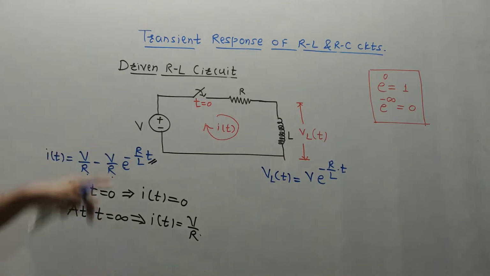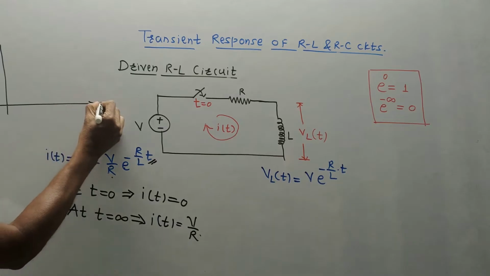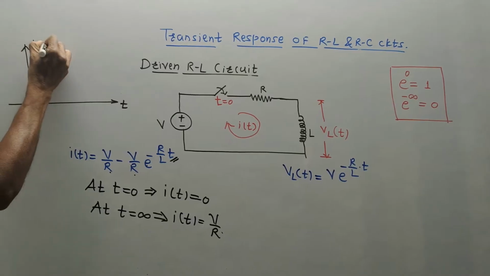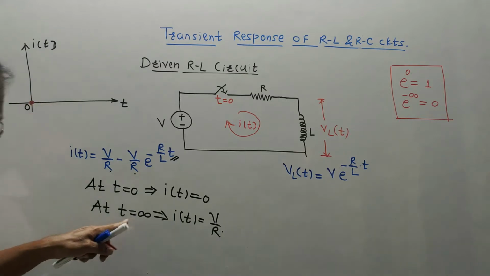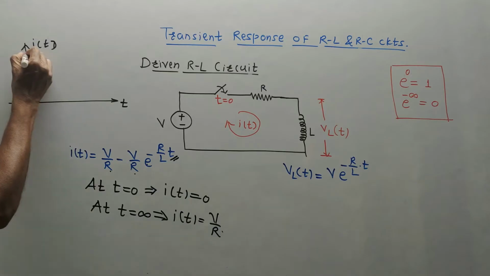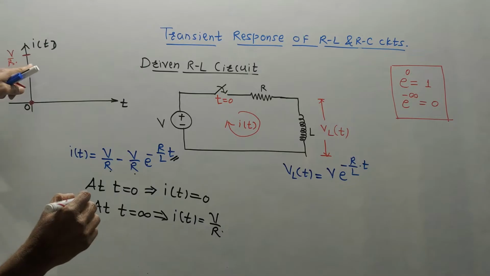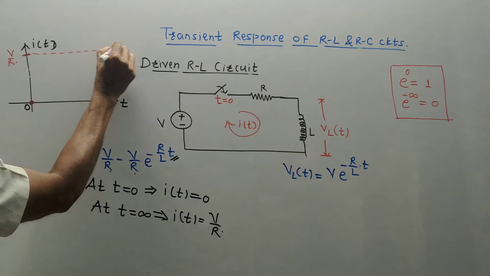Now the question arises, how can I plot this graph? Very simple trick. On the x-axis, I will mark t, that is the time period. On the y-axis, I will mark I of t because this is the graph of current I of t. This is the 0 point. At 0, the value of I of t is 0, so the graph will start from this point. At infinity, the value is V by R. I will mark V by R somewhere here, on the positive axis. Suppose this is the level of V by R.